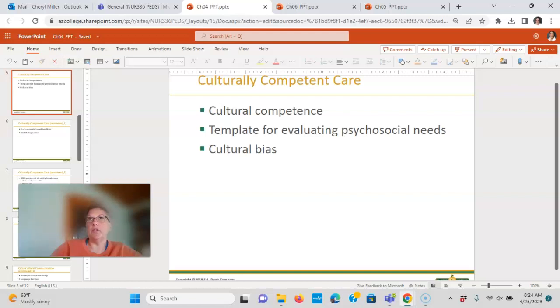So just being able to self-identify, what do I believe in? Am I familiar with the patterns of child care with different cultures? Am I aware of my biases? In what way am I biased? How do I resolve my biases?